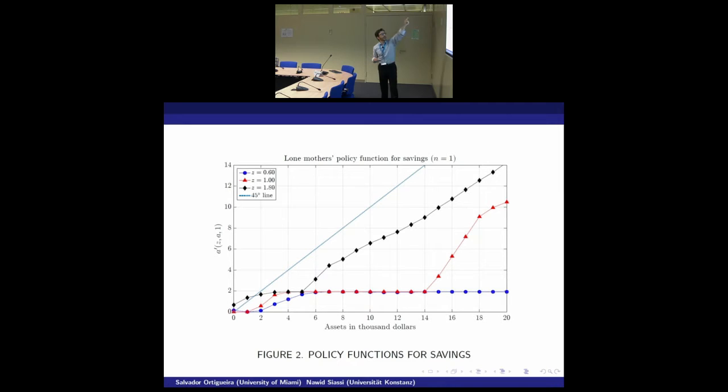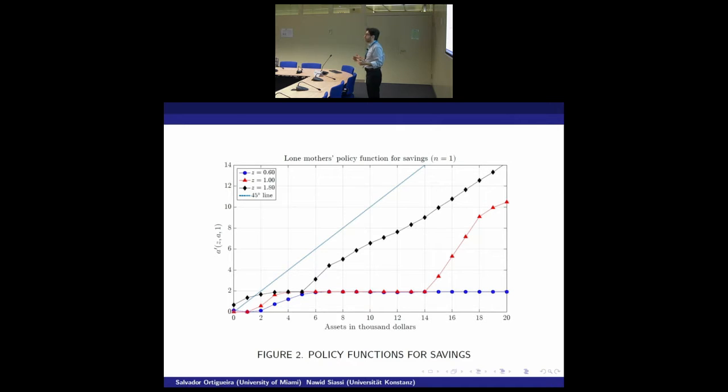Let's look, for instance, at the black one, which is a single mother of 1 with a labor productivity of 1.8. This is a high productive single mother. Remember that the threshold to get the benefits was $2,000. To get the food stamps, it was $2,000. So this mother, if she has $5,000 today, she's going to choose $5,000 for tomorrow. She's going to save $3,000 today so that she remains entitled to the program next year.